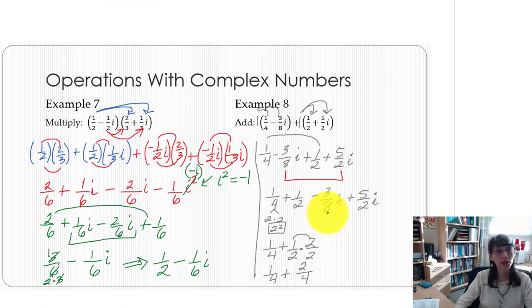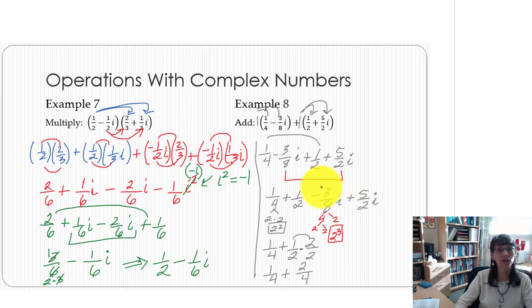Now let's go back to the complex numbers. I have 3/8i and 5/2i. 8 and 2 are not the same. So I need to break down 8 as 4 times 2, but 4 is 2 times 2, so I can see that 2 cubed is the factored form of 8. So both denominators here have a factor of 2, but 2 cubed is the highest power of 2. And we know that 2 cubed is 8. So somehow we need to rewrite these fractions so that both denominators are 8.